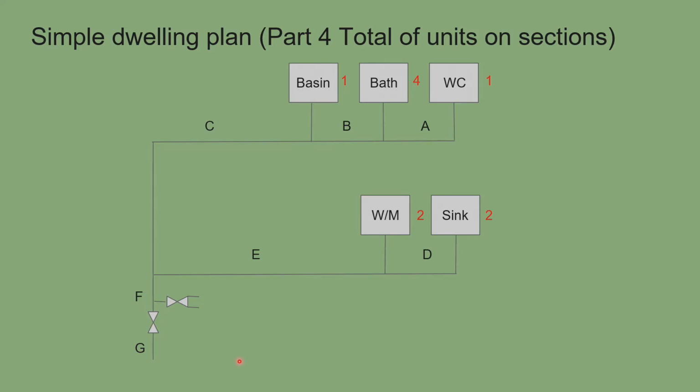Well, on section A we've only got the WC connected, so there is 1 loading unit. Then we look at section B. We have a bath and the WC now connected. That's got to get the flow from there, so that will have 5 loading units.